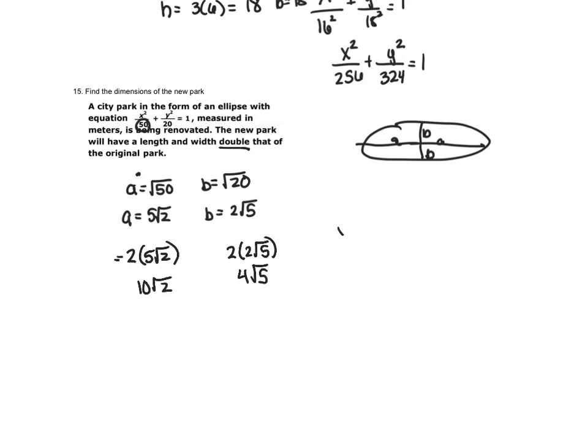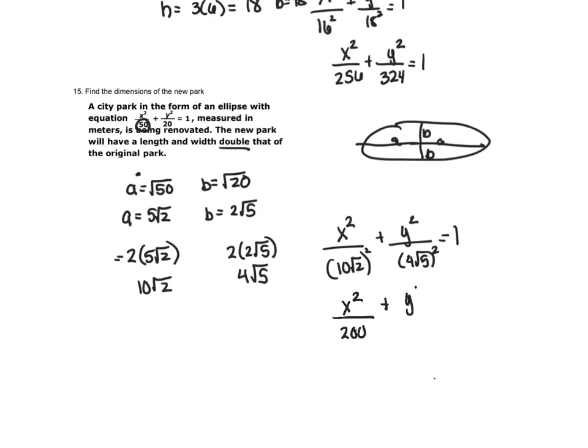So it's going to be x squared over 10 root 2 squared plus y squared over 4 root 5 squared equals 1. So that's going to be x squared over 200 plus y squared over 16 times 5. I should know this. Sorry, my brain isn't working right now. It's 80, equals 1.